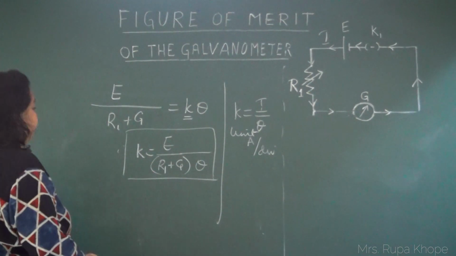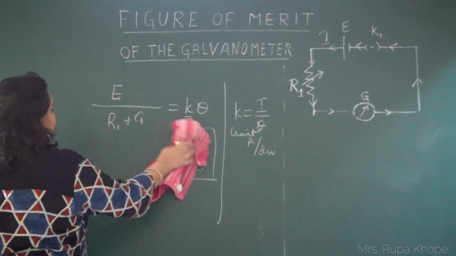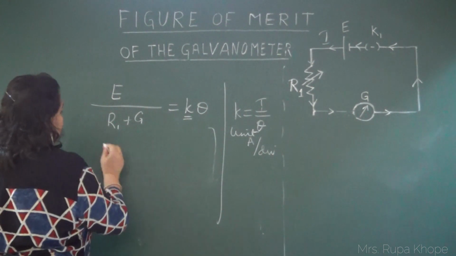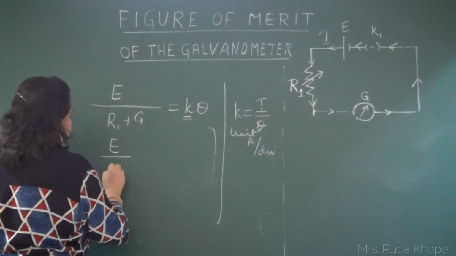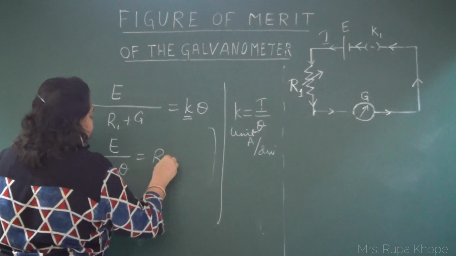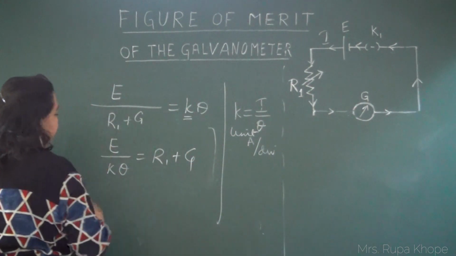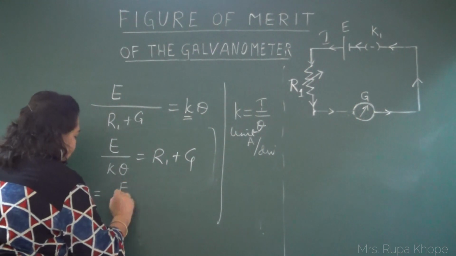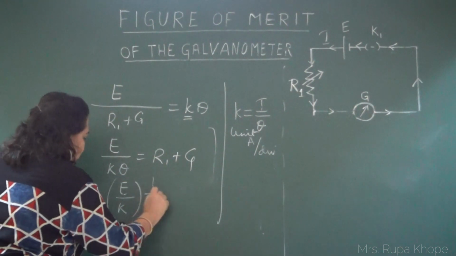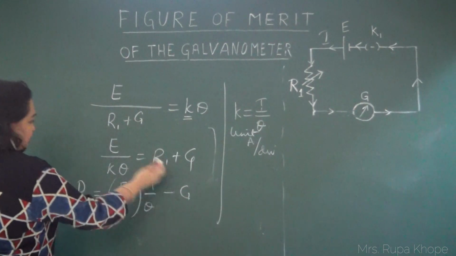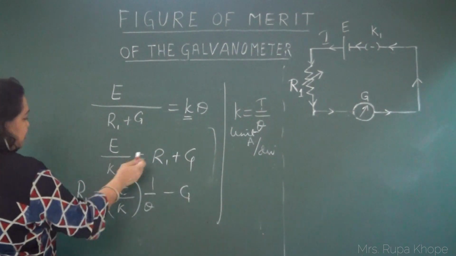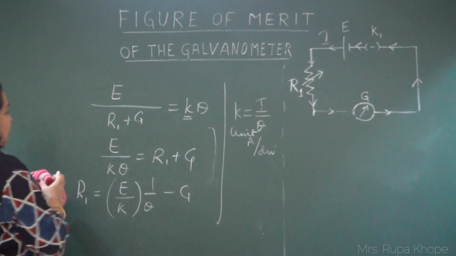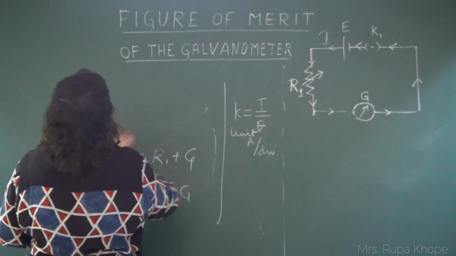But there is one more beautiful method of finding K. Let's see what it is. It's a graphical method. E upon K theta is equal to R1 plus G. I bring K theta here. Now I can write R1 is equal to E upon K into 1 by theta, minus G.